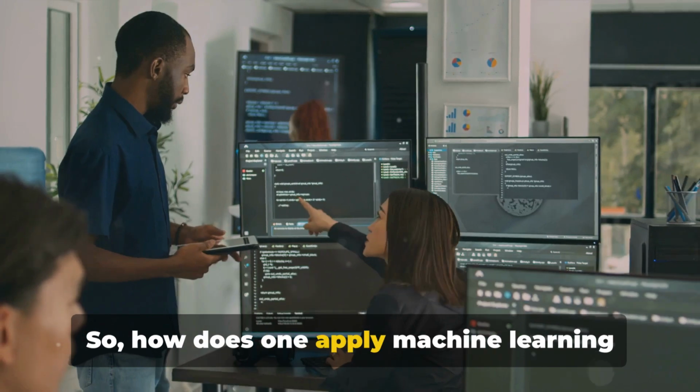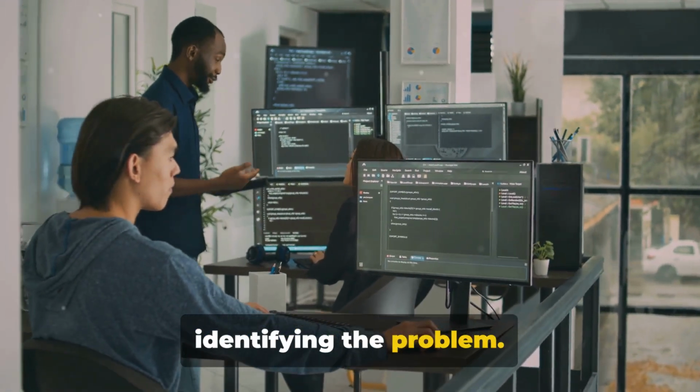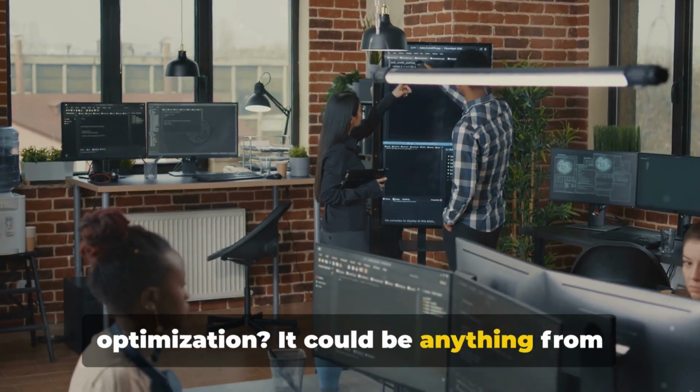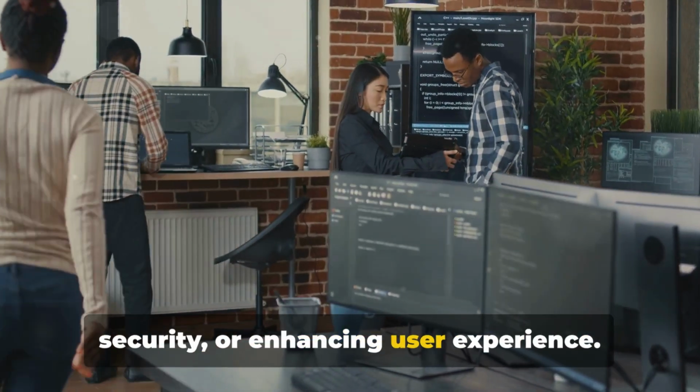So, how does one apply machine learning to a tech setup? The first step involves identifying the problem. What aspect of your setup needs optimization? It could be anything from reducing system downtime, improving security, or enhancing user experience.